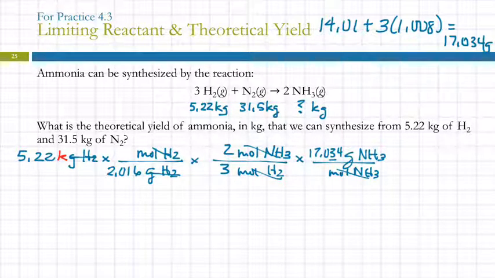Okay, so we can calculate that. 5.22 divided by 2.016 times 2 divided by 3 times 17.034. And I get 29.403 grams of ammonia. And then what else is left here? I didn't cancel this kilo out, right? It's still there, so I should write it in there.